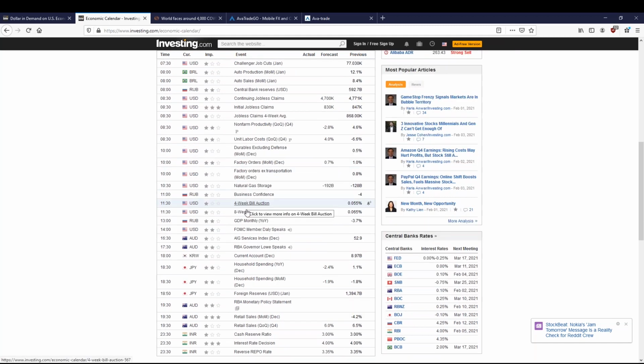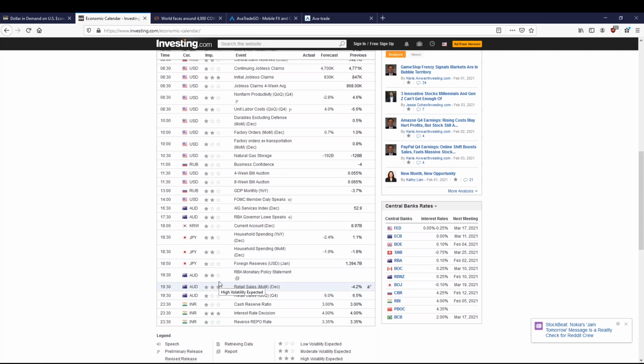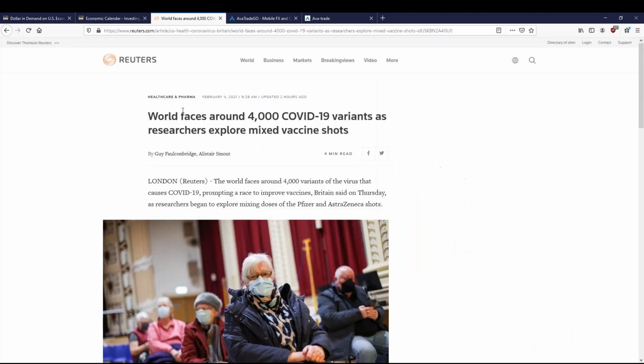So lots of potential for movement. Even Australia late today will be having retail sales come in, high level announcements. So big deal on fundamental news still to come today.